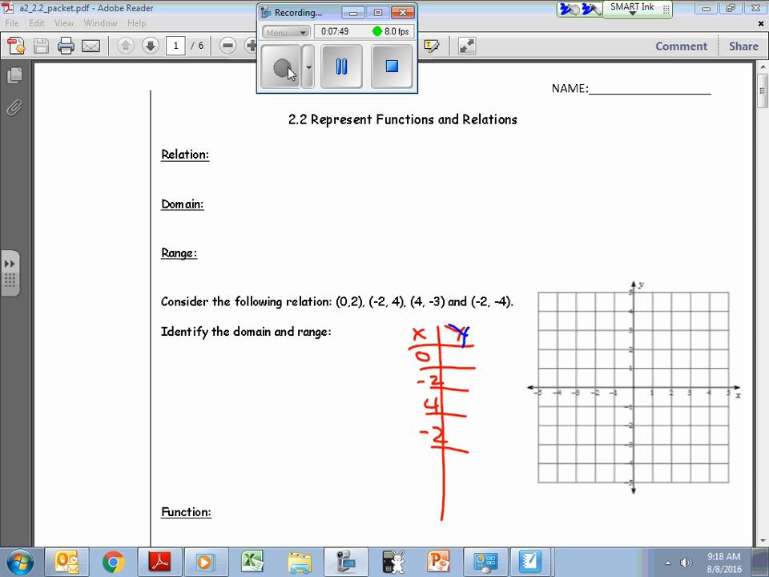Yes. Please do me a favor. Write the word range above Y. One thing that happens in math class, they mention domain and range once, but they never keep stressing that domain goes with the X. Eventually, I'm going to start writing just the letter D and the letter R.